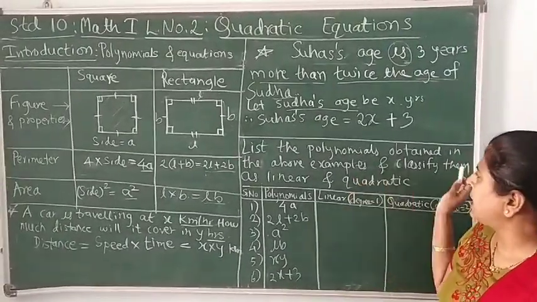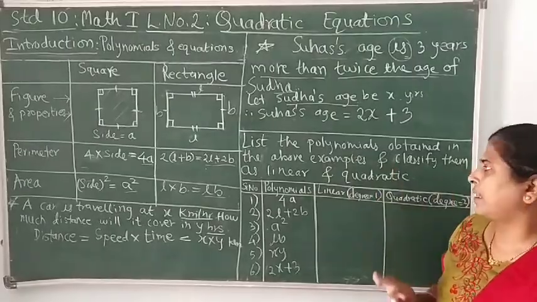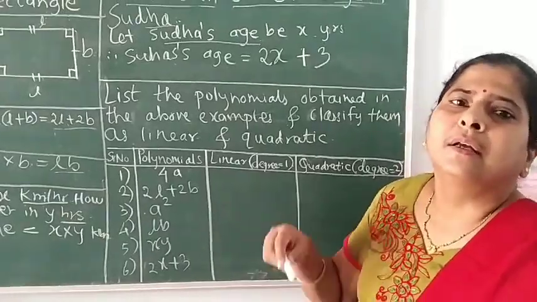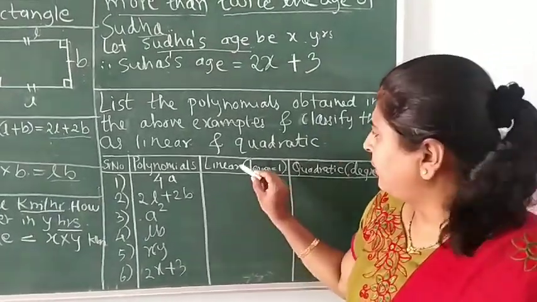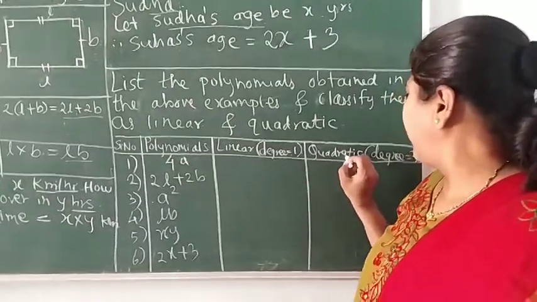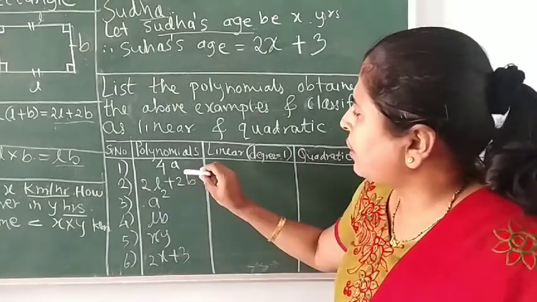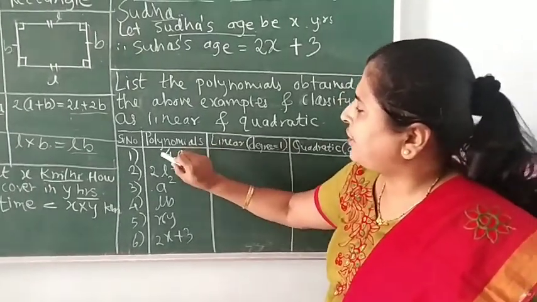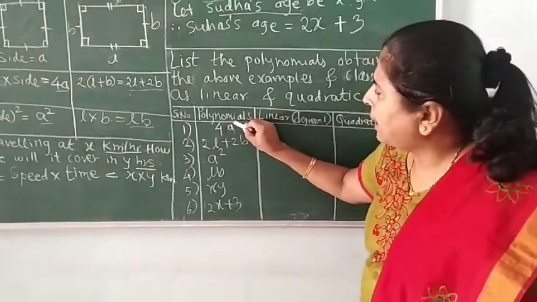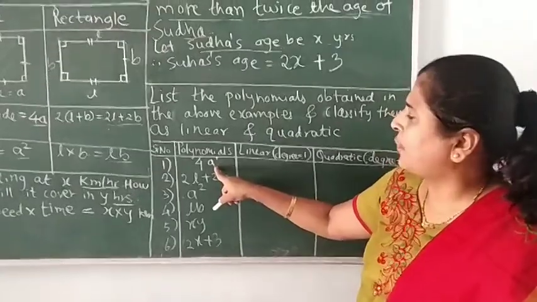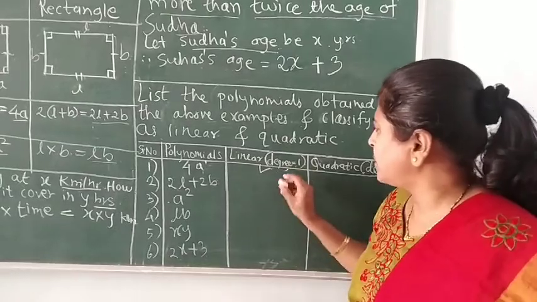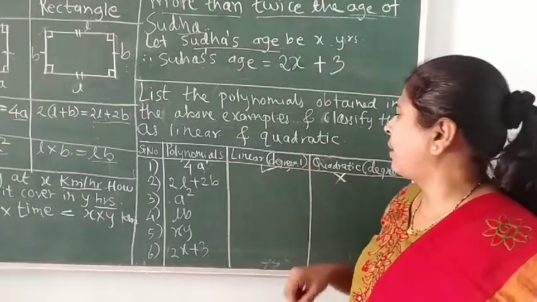Now we have to classify them as linear or quadratic. To classify them as linear or quadratic, we have to concentrate on the degree. I have written that if it is linear, then its degree should be equal to 1. And if it is quadratic, the degree should be equal to 2. Now what is the variable here? a. What is the coefficient of it? 4. And what is the power of the variable? 1. And degree is the highest power. So the highest power of this variable a is 1. So this is a linear equation, linear, not quadratic.